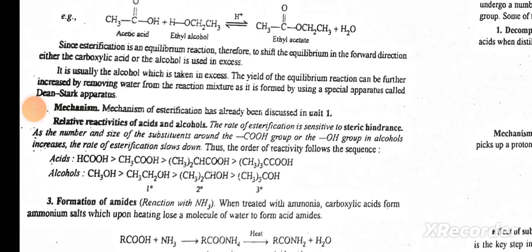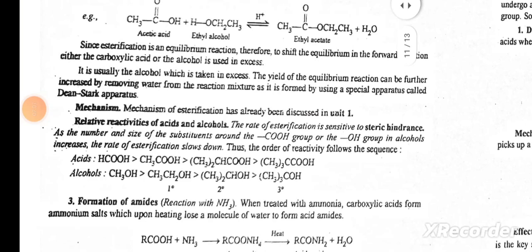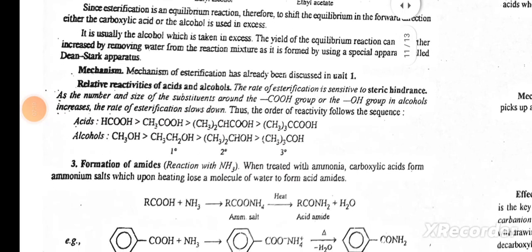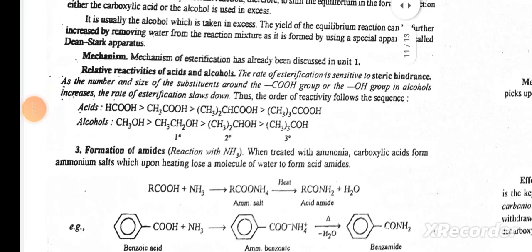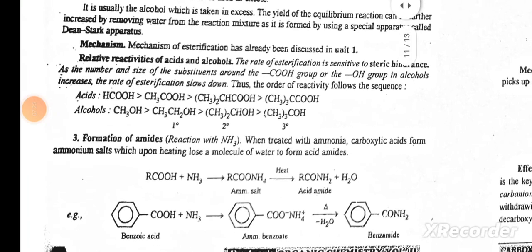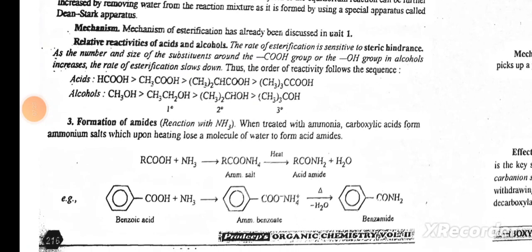Since esterification is an equilibrium reaction, to shift the equilibrium in the forward direction, either the carboxylic acid or the alcohol is used in excess. It is usually the alcohol which is taken in excess. The yield of the equilibrium reaction can be further increased by removing water from the reaction mixture as it is formed, by using a special apparatus called Dean-Stark apparatus. The mechanism of esterification has already been discussed in Unit 1.